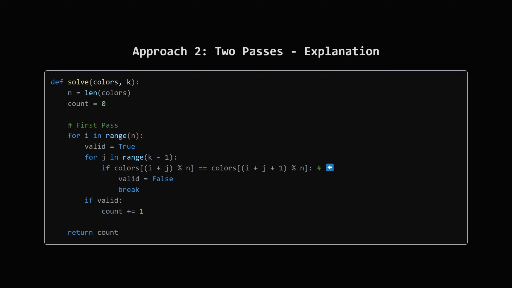Now here's a different solution that is more optimal. This approach uses two passes. Instead of creating another extended list, we can use the modulo operator to simulate the circular array. Here we see (i + j) % n. What this does is that if i + j is equal to n, then i + j will become 0, giving us that circular property that we were looking for.